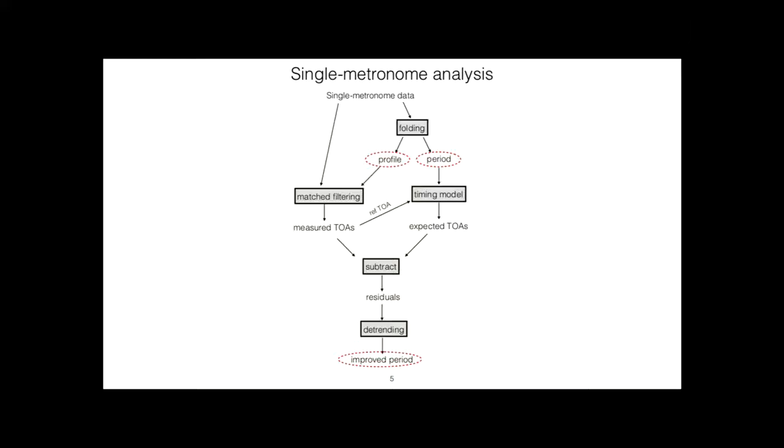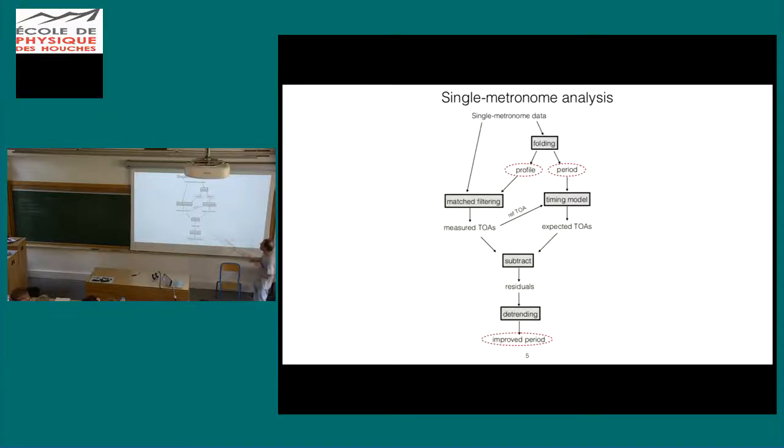Okay. So there are two parts of the analysis. One is the single metronome analysis, whose purpose is to produce the pulse profile and the period that I then use for the double metronome analysis. So I'm going to need to fold the data. Once I have the profile and the period, I can use the profile to do matched filtering to determine the measured time of arrivals. I use the arrival time of one pulse, which I'll take as my reference time of arrival, take the period, and put it into my timing model to get expected TOAs.